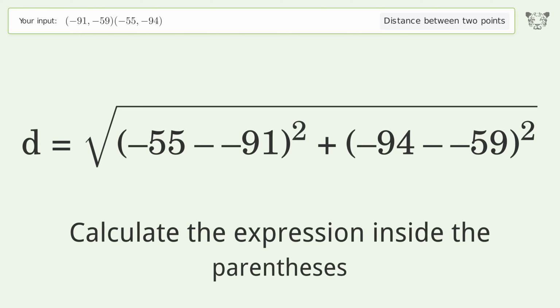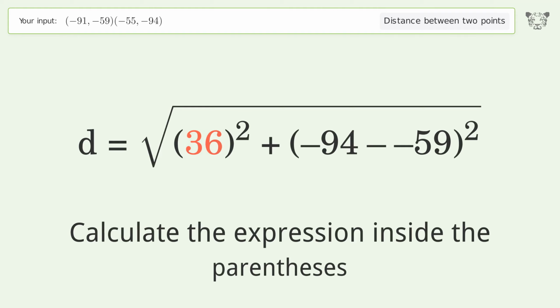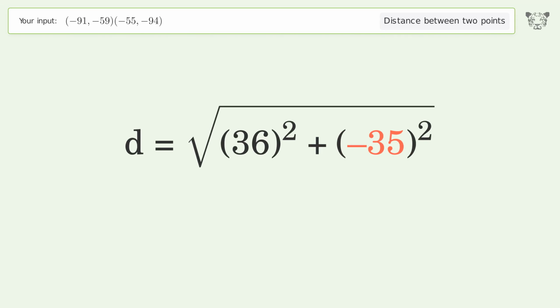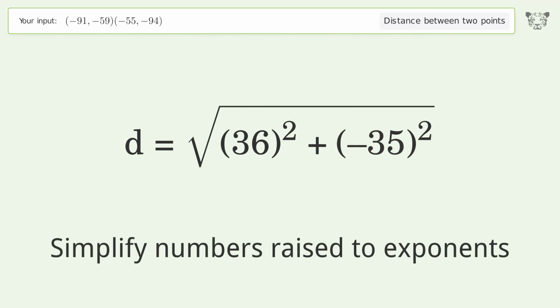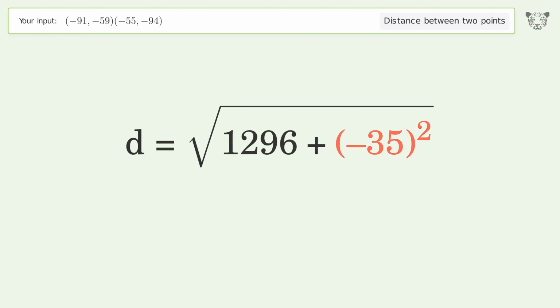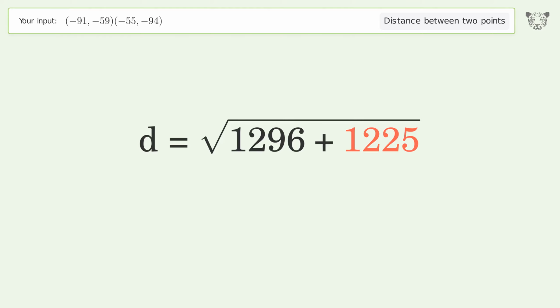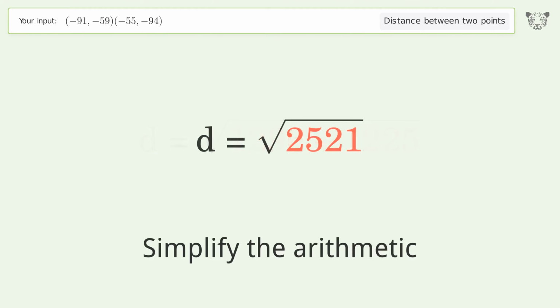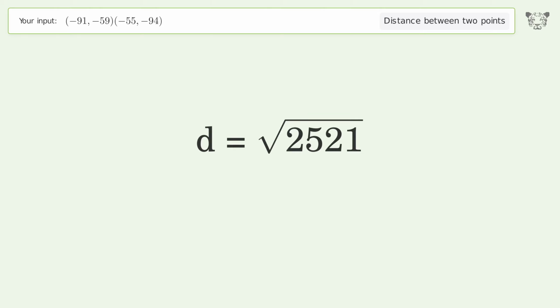Calculate the expression inside the parentheses. Simplify numbers raised to exponents. Simplify the arithmetic. And so the distance between the 2 points is the square root of 2,521, or 50.21.